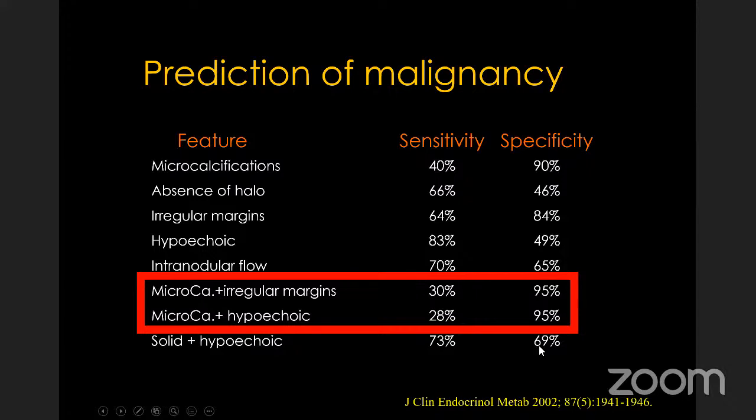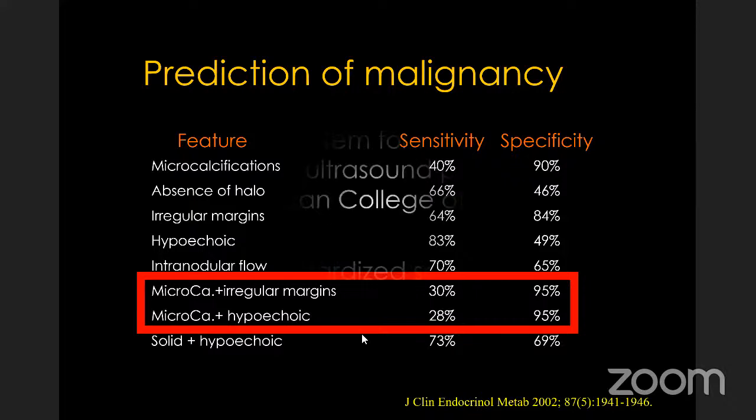Also, we can note in this review that their predictive value increases in summation, meaning when we use multiple characteristics in one nodule, but their sensitivity will also decrease. Then let us see the TIRADS.